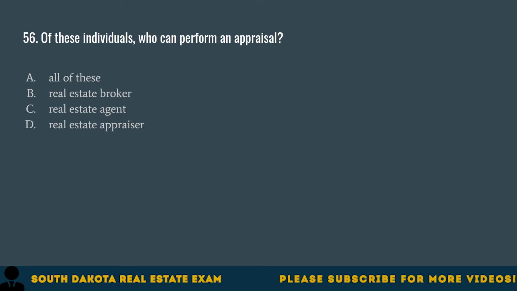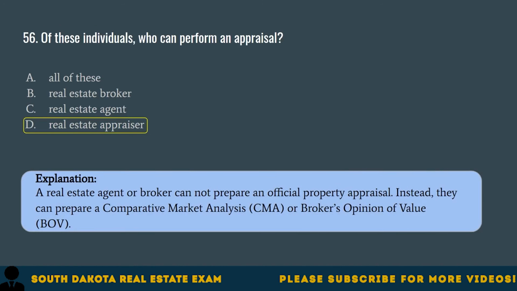Question 56. Of these individuals, who can perform an appraisal? A. All of these. B. Real estate broker. C. Real estate agent. D. Real estate appraiser. The correct answer is D. Real estate appraiser. A real estate agent or broker cannot prepare an official property appraisal. Instead, they can prepare a comparative market analysis, CMA, or broker's opinion of value, BOV.